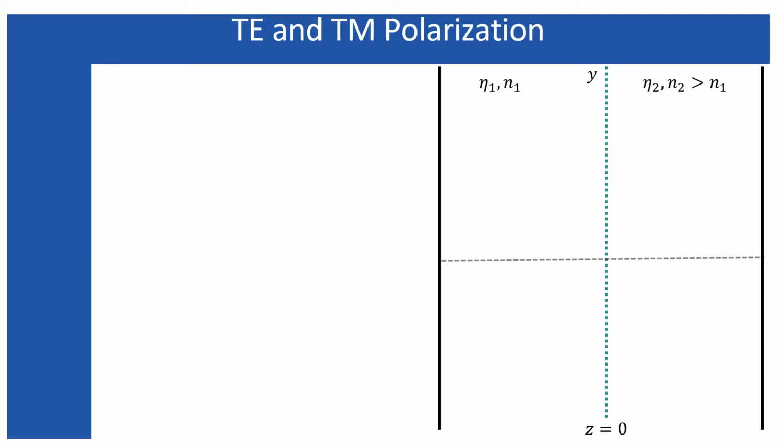First of all, we have to understand what the TE polarization is and what the TM polarization is. Similar to my previous lecture, here also I'm considering that the interface is at z equals 0, and medium 1 is for z less than 0 and medium 2 for z greater than 0. Eta 1 and n1 characterize the first medium, and eta 2 and n2 characterize the second medium, with the condition that n2, the refractive index of medium 2, is greater than the refractive index of medium 1.